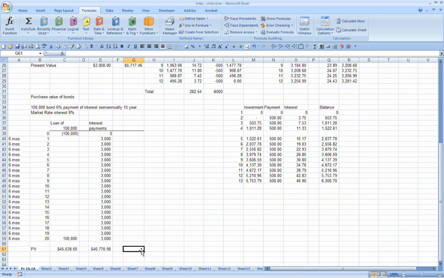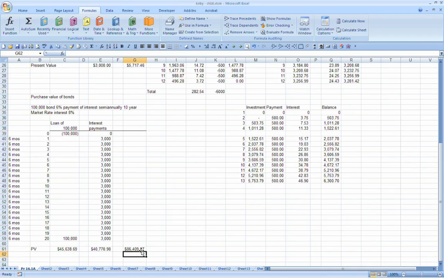is $40,770. The total value of the stream of payments and of the face amount of the loan, the $100,000, is $86,000. So I would pay $86,000 for this bond, theoretically. What's the present value?